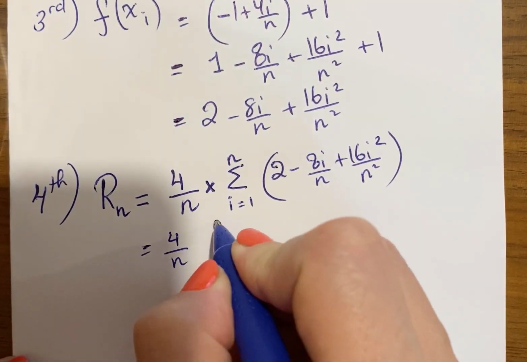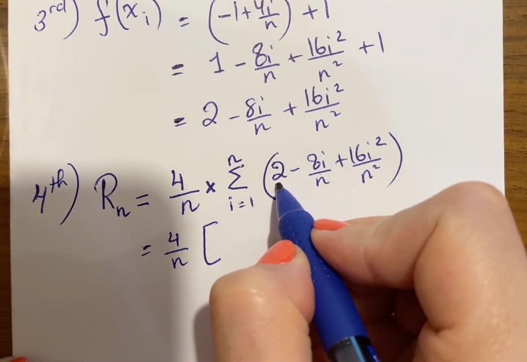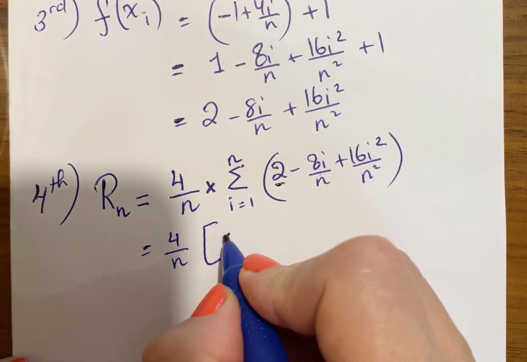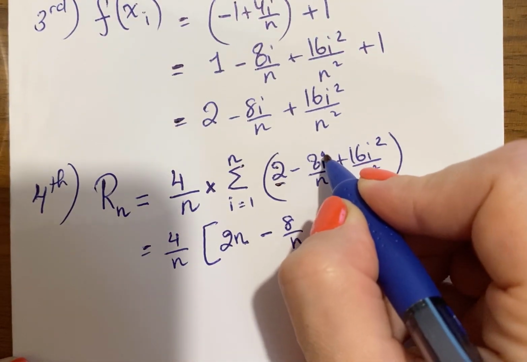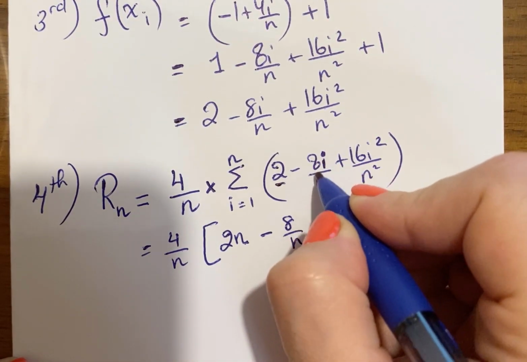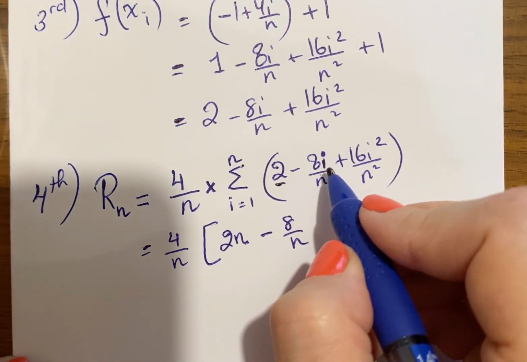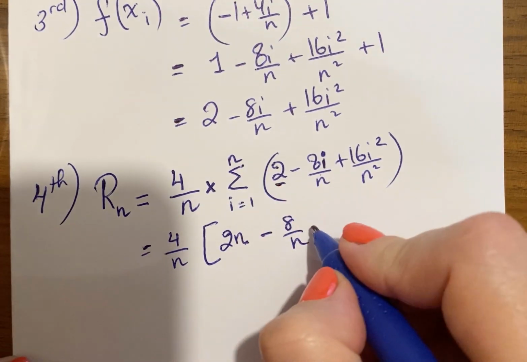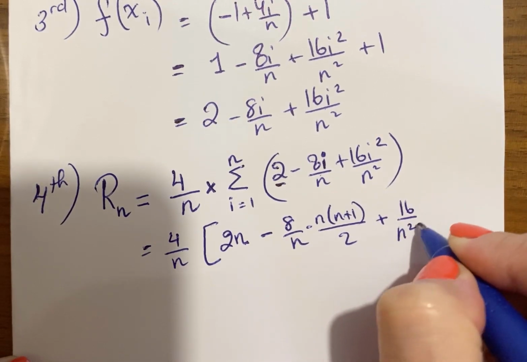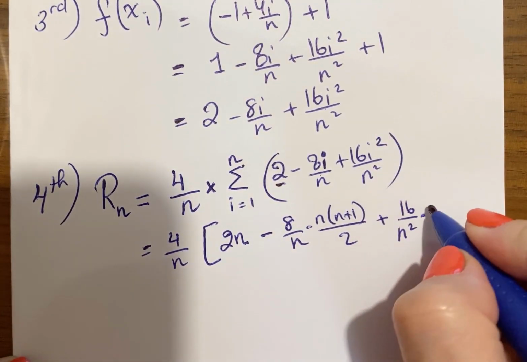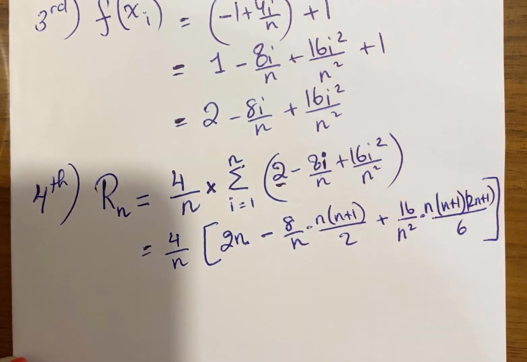Delta x times summation of f of xi from i equal 1 to n. This is 4 over n, and we put brackets because it has to multiply every single answer of those. And the answers of those, when it's a constant, the summation of a constant is 2 times n, minus 8 over n stays the summation of i, because the only variable here is i. 8 over n, 16 over n squared, they are constants. The only variable is i. The summation of i from 1 to n is n times n plus 1 over 2, plus 16 over n squared stays. Now the summation of i squared is n times n plus 1 times 2n plus 1 over 6, close the brackets.